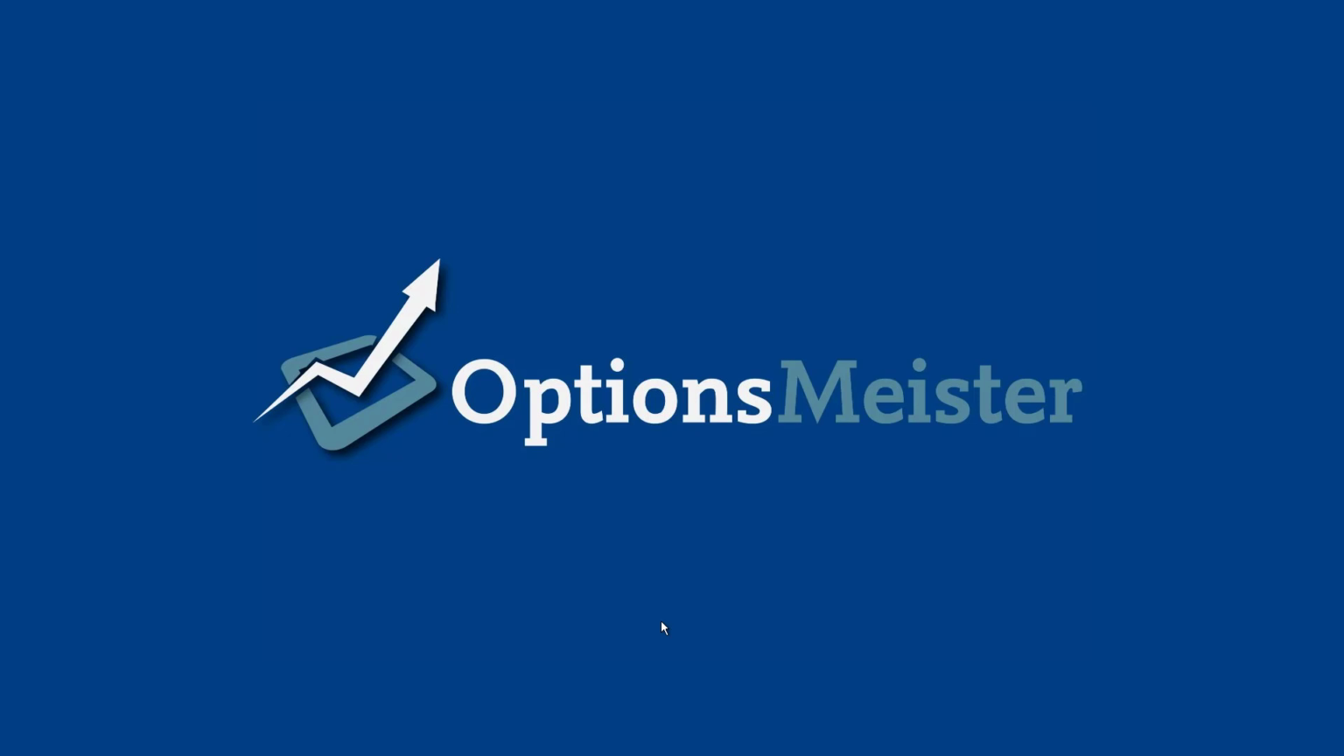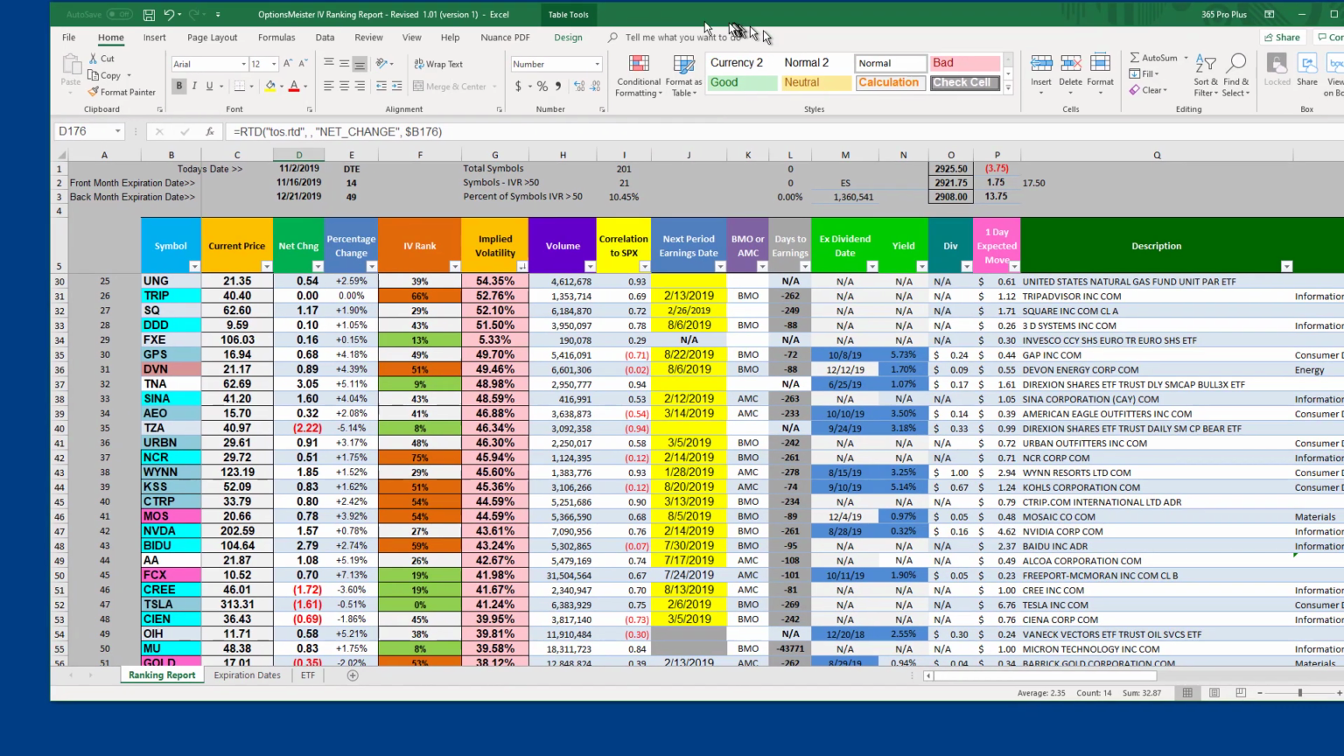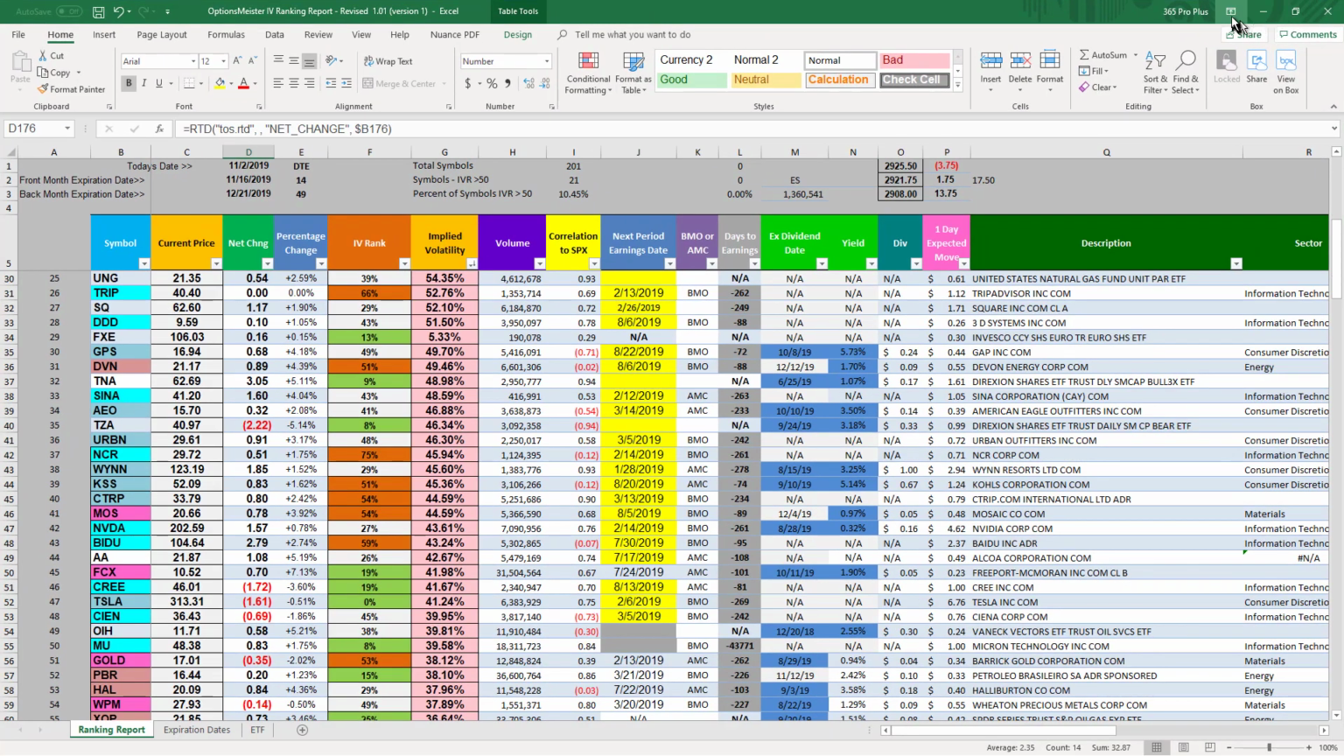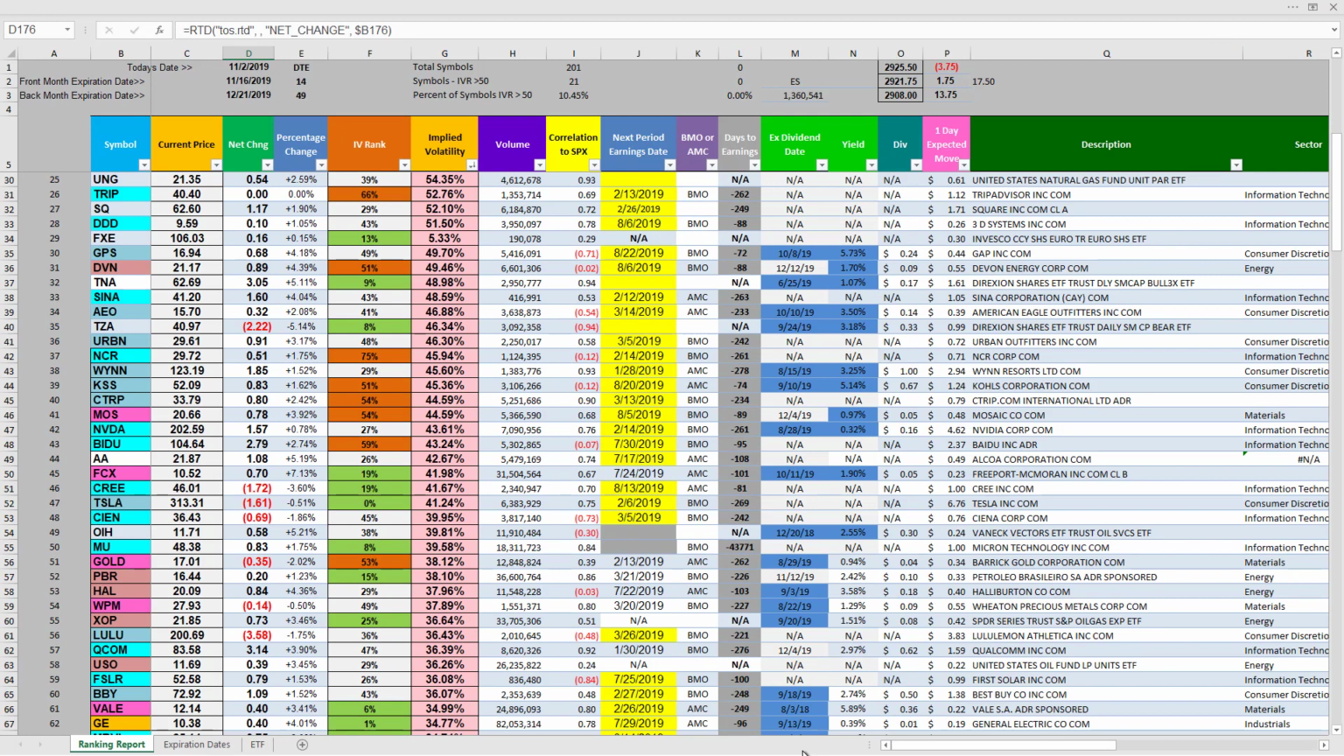What I was trying to explain, before the computer crashed, was how to use implied volatility and implied volatility rank, how they differ, and why implied volatility rank is so important. So to that end, let me show you something. I want to pull up a spreadsheet that I use every day in my trading. This is what I call my OptionsMeister implied volatility rank, and it imports live data from Thinkorswim.